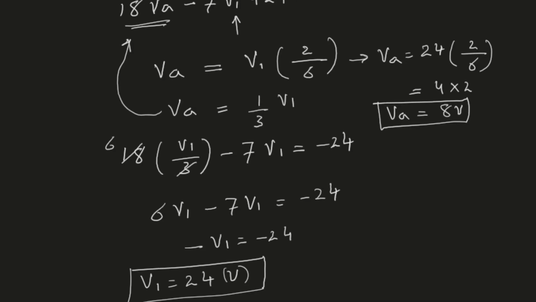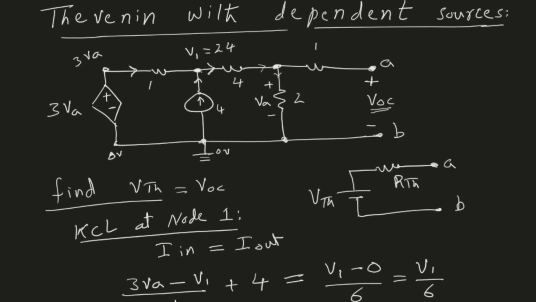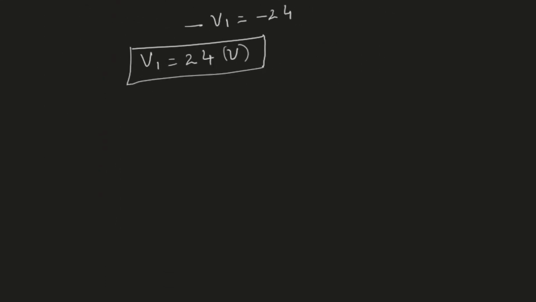So we found that VA should be 8 volts, and now I know that from this point to this point we have an 8 volt drop, and there is a 0 volt drop from here to here, so that's 0 volts, and therefore V open circuit is also 8 volts. So VTH, which is equal to the V open circuit, is 8 volts. So we did the first half of the problem. We got the Thevenin's voltage.